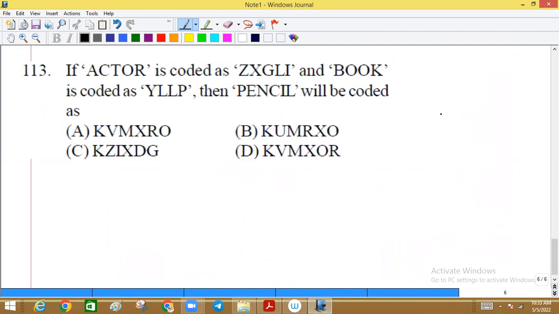What type of coding? Opposite coding. A opposite, Z. C opposite, X. T opposite, G. O opposite, L. R opposite, I. So in the same way, B opposite, Y. O opposite, L. K opposite, P. In the same way, what is the answer? P opposite, K. E, N, C, I, L, K, V, M, X, R. Option E. Okay.